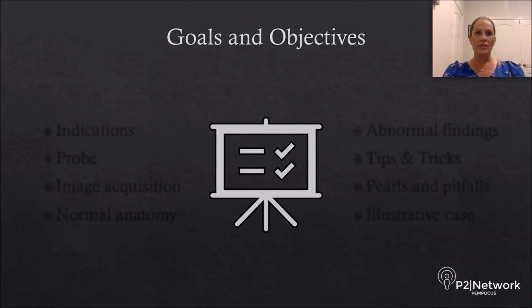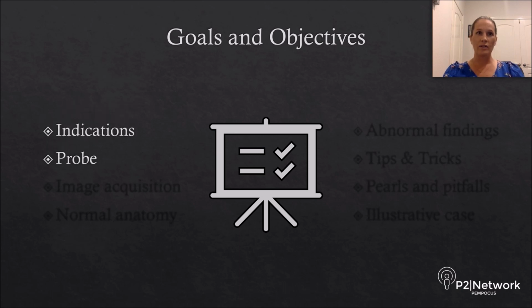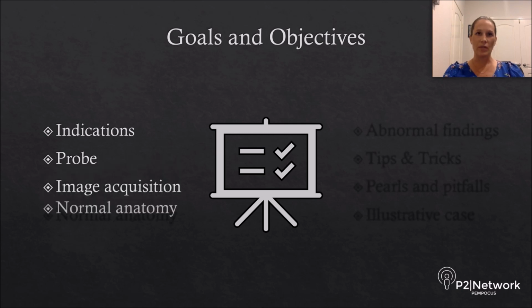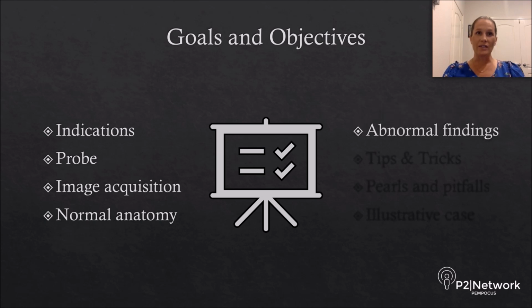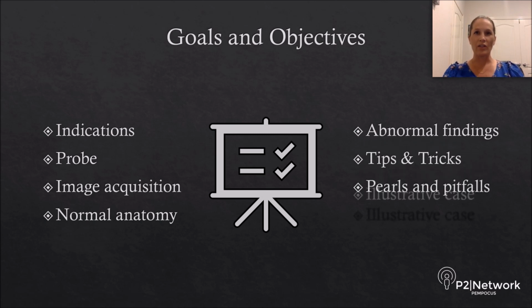Our goals and objectives today: we are going to discuss indications, the probe we should be using, how to obtain the best images, the normal anatomy of the pediatric hip, pathology and abnormal findings, and we'll discuss some tips, tricks, pearls, and pitfalls, and then we'll go through an illustrative case.